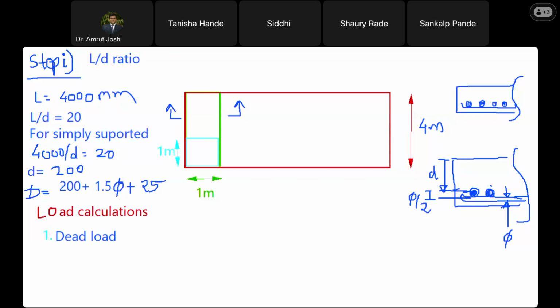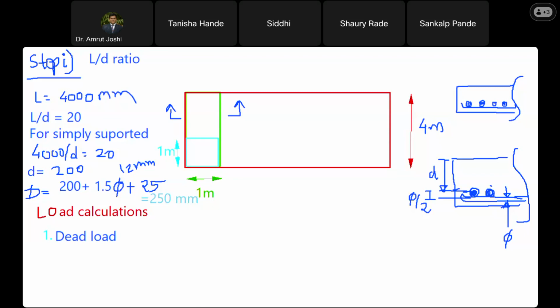So now we will assume the phi. Let us assume phi as 12 mm. So if I assume the phi to be 12 mm, can you tell me how much is capital D? 200 plus 1.5 times 12 plus 25. Sir, it is 243. And we cannot provide 243. We have to provide it in multiples of 10 mm. So we will provide it to be 250 mm. Are you with me? Yes, sir. So what is the outcome of this first step? The outcome of the first step is D should be equal to 250 mm. Are you with me? Yes, sir.